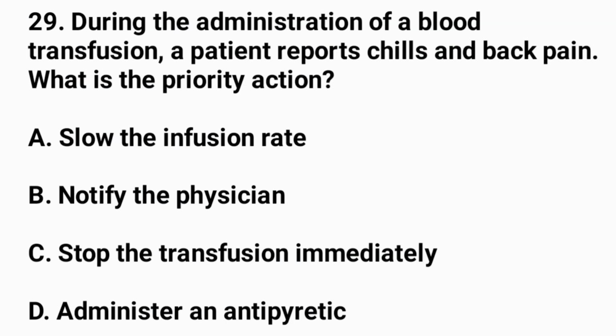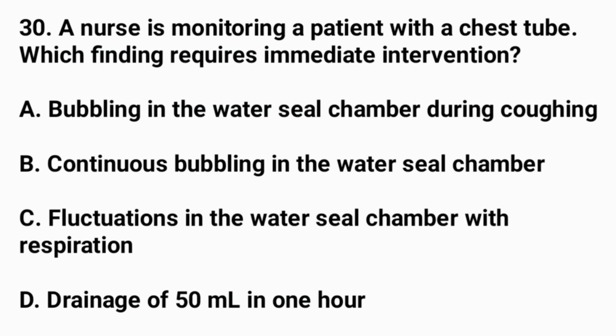Question number 29. During the administration of a blood transfusion, a patient reports chills and back pain. What is the priority action? The right answer C. Stop the transfusion immediately. Question number 30. A nurse is monitoring a patient with a chest tube. Which finding requires immediate intervention? The right answer is option B. Continuous bubbling in the water seal chamber.